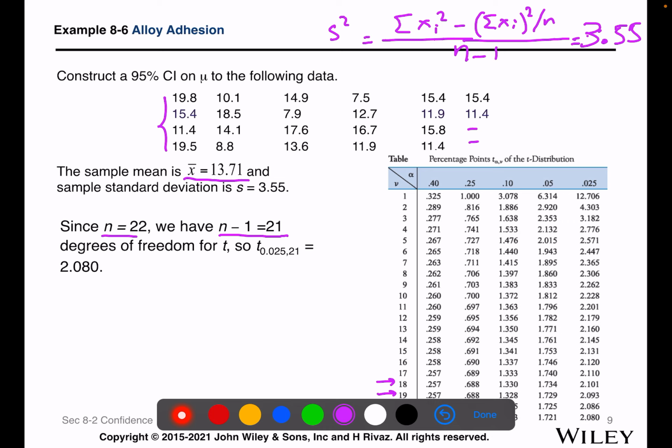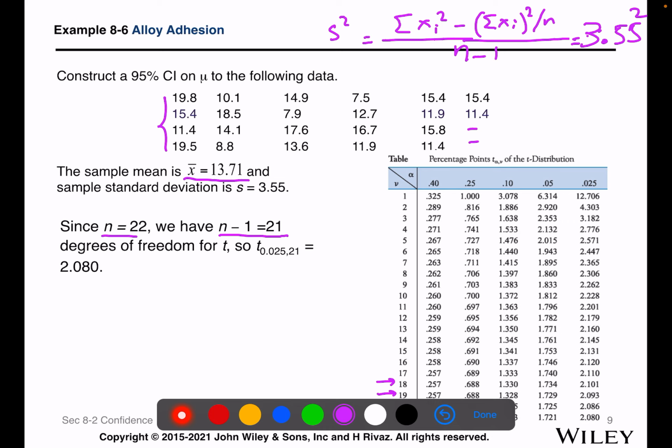Yes, thank you very much. That's right. It's 3.55 to the power 2. And that's a very common mistake. This equation is s squared. So then, based on this, we calculate.